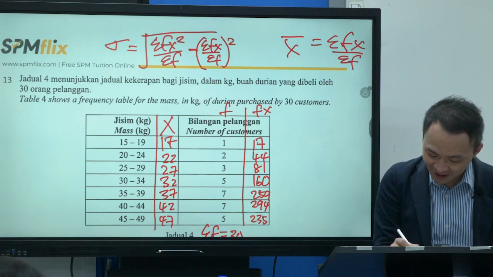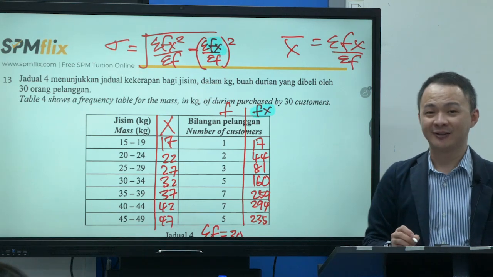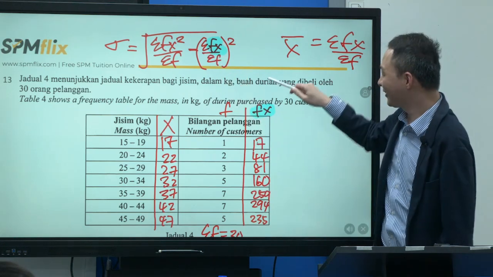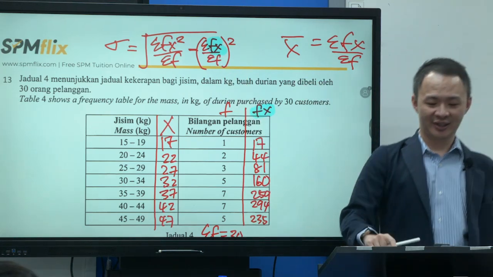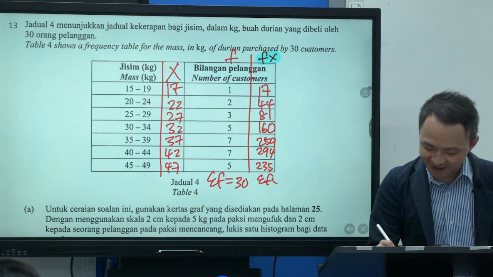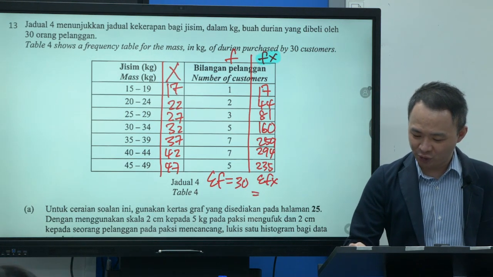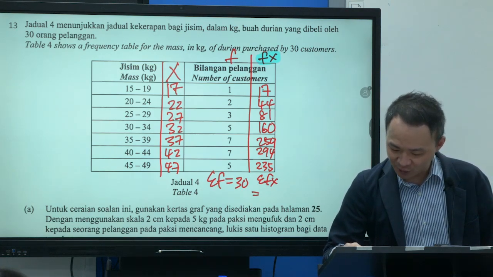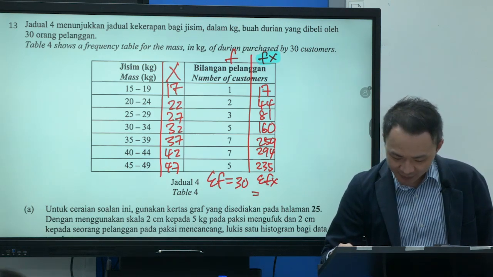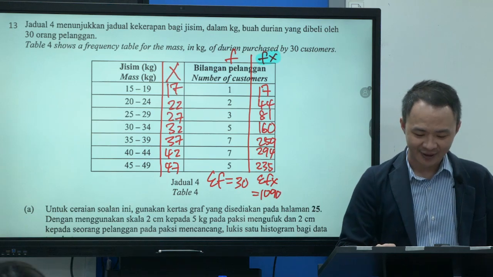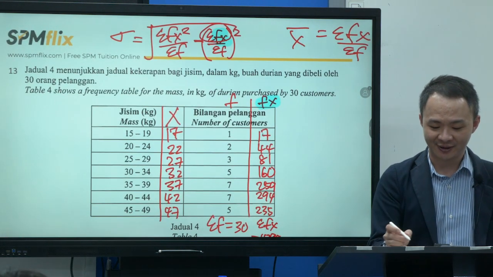Do you see FX here? But you have this sign, apa simbol ini? Sum. Kena tambah semua FX, because sum of FX. So 17 tambah 44 plus 81 plus 160 plus 259 plus 294 plus 235. So 1090. Okay, so we siap the top one.